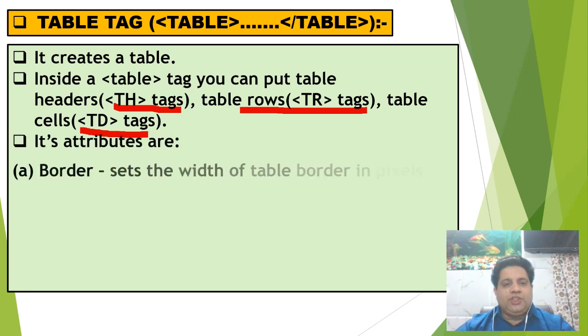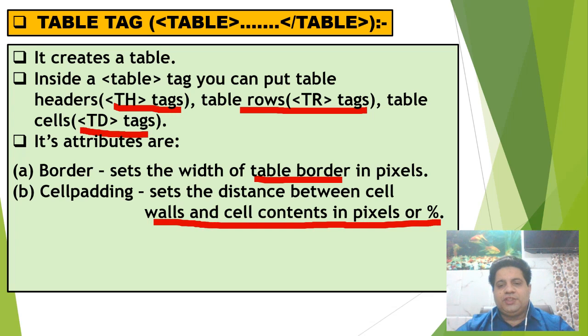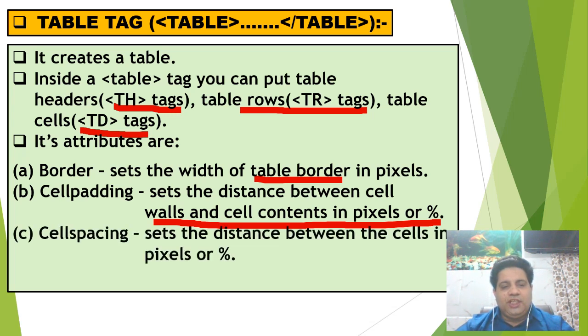Now its attributes. Border sets the width of the table border in pixels. Then cell padding. It sets the distance between cell walls and cell contents in pixels or percentage. This is a very important attribute. Suppose you want to increase the distance between the cell wall and cell contents, you can use cell padding. Now you want to set the distance between two cells, you can use cell spacing.